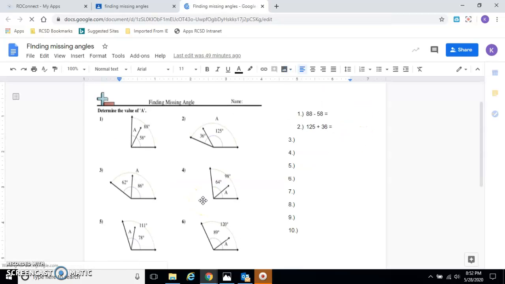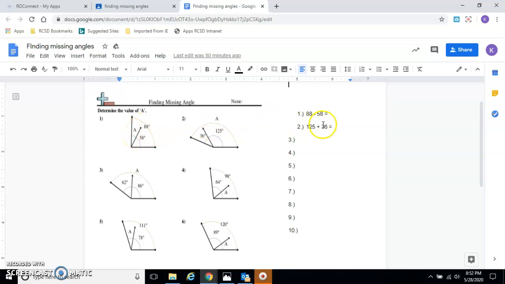All right, so they're giving us a lot of information just in one problem. So we're determining the value of A in each question. Look at this first problem: I see they're giving me this big arc. Both these two angles together add up to this bigger arc, and they tell me it's 88 degrees. I look at this little arc down here, they're telling me it's 58, and then this other little arc is going to be A. That's what we're looking for.